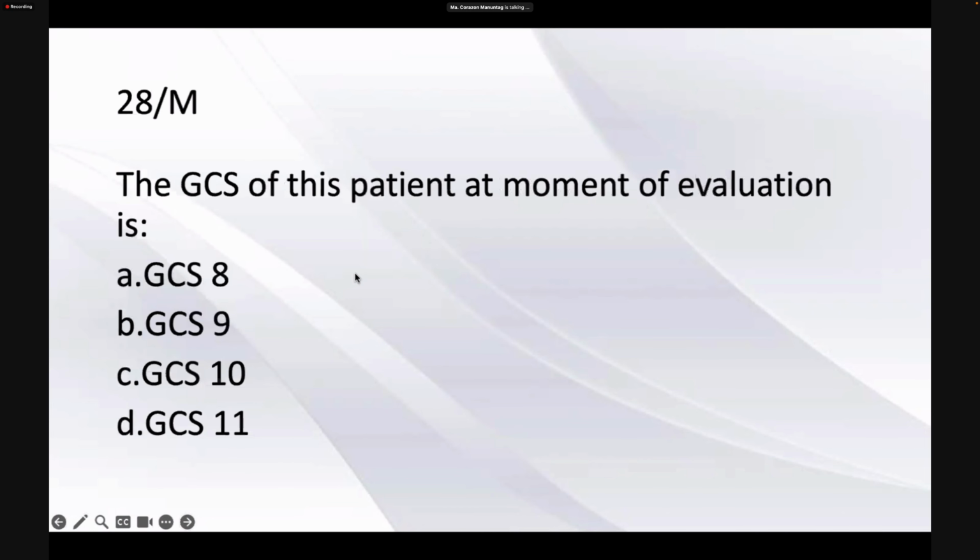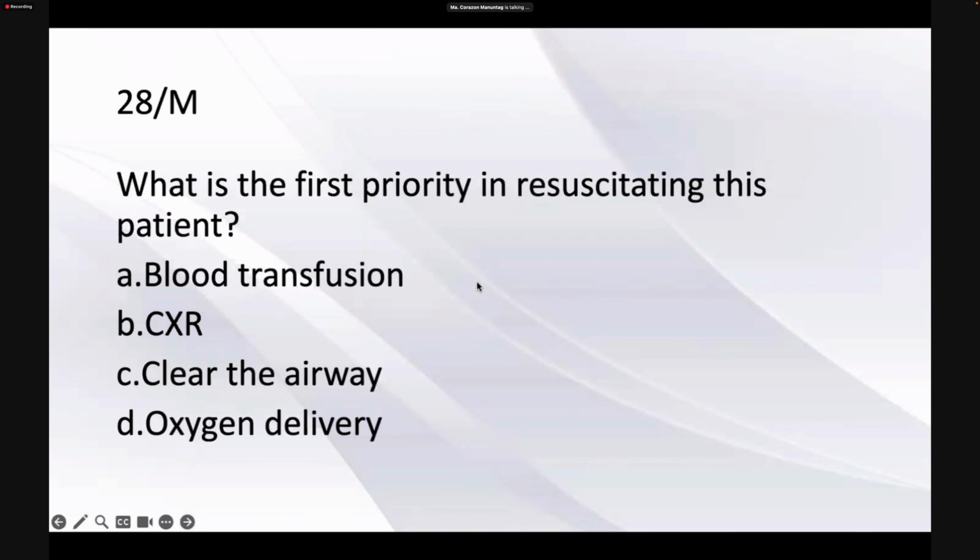For that same patient, what will be the GCS? Remember, the patient was moaning with eye opening and withdrawal to pain. So, E2, V2, M4, which is your GCS 8. That's the second table I asked you to memorize. What is your first priority in resuscitating this patient? This is actually a trick question because it's always asked. So, how will you resuscitate that patient? You always begin with your ABC. So, A still. Clear the airway.